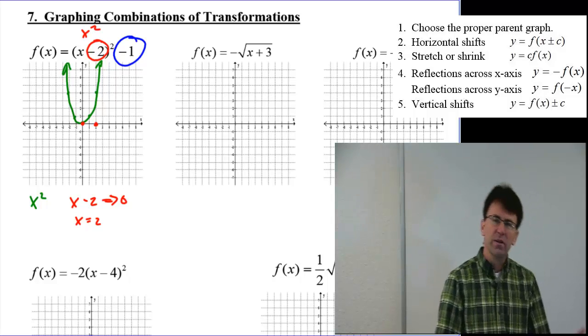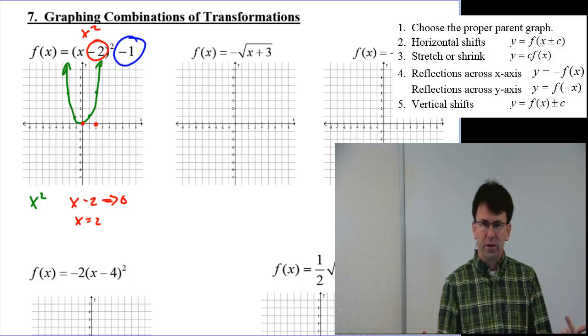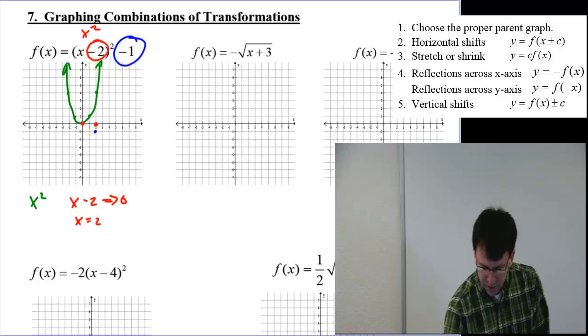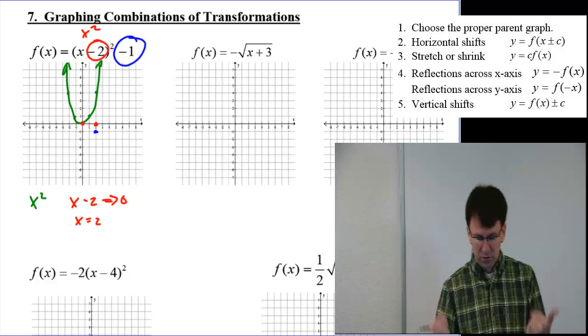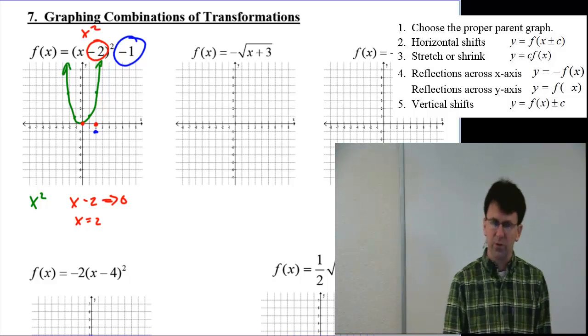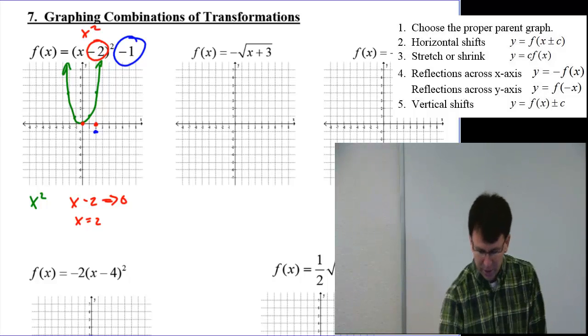After we've moved it to the right 2, what do we do? We now take this guy and move him down 1. So what do we have? We've got a right shift 2, down 1. Major point has been relocated. My behavior matches right up.